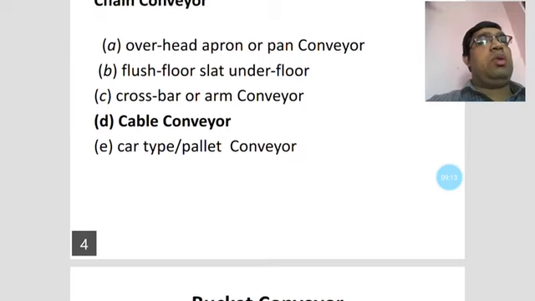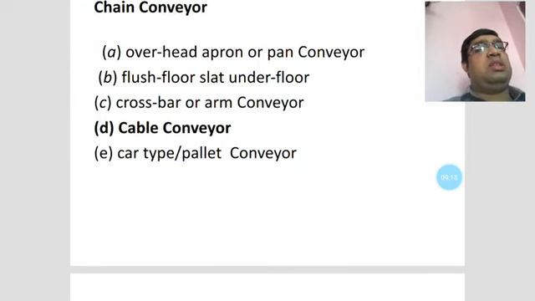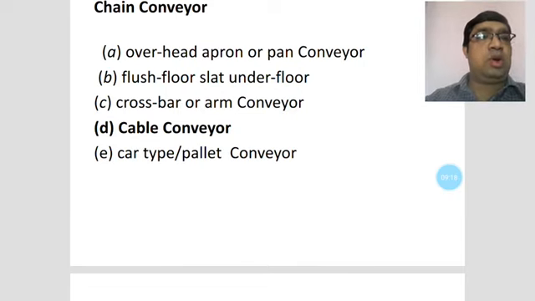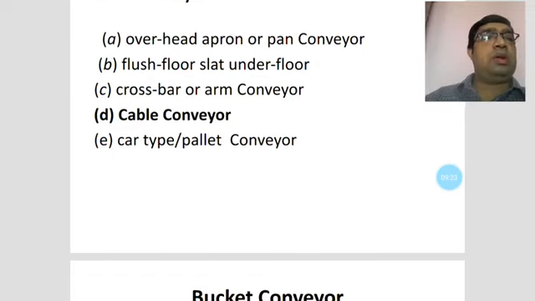Another thing to concentrate on is the cable conveyor. The cable conveyor is much more essential. Sometimes we see different types of buckets moving along the cable conveyor, and sometimes another thing is also concentrated on, the car type of conveyor. We can see this along the cable conveyor. That's small cars.